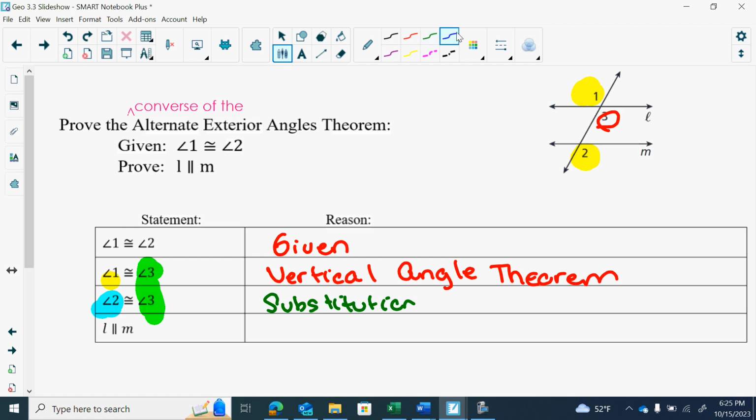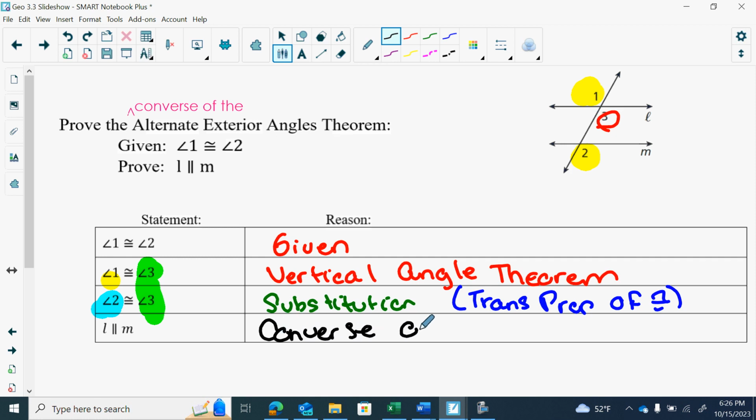And then I'll change colors here. You can also use transitive property of congruence. Either way, the theorem is now proved, since we now have angle 2 being congruent to angle 3. Those are corresponding angles. So what we can do is use the postulate we just learned in the beginning, the converse of the corresponding angles postulate.